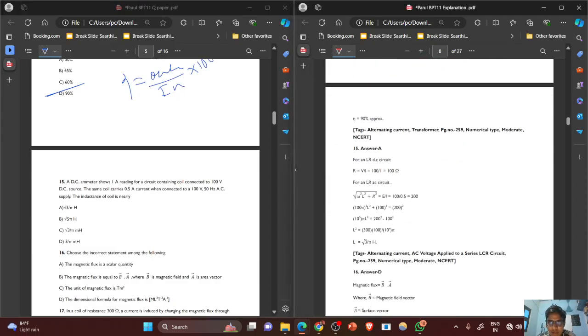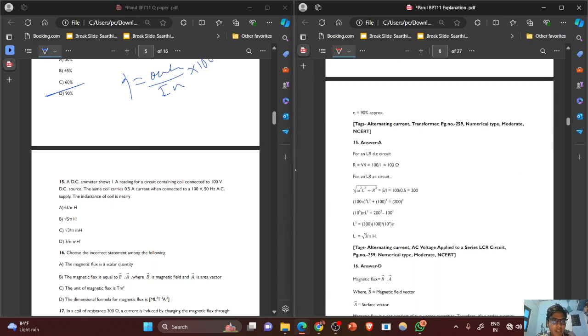Now moving ahead. A DC ammeter shows a reading of 1 ampere for a circuit containing a coil connected to a 100 volt DC source. The same coil carries a different current when connected to an AC source of this frequency. The inductance is asked. Now moving to the solution. For an LR circuit, the resistance is calculated by V upon I. It comes out to be 100 ohm.